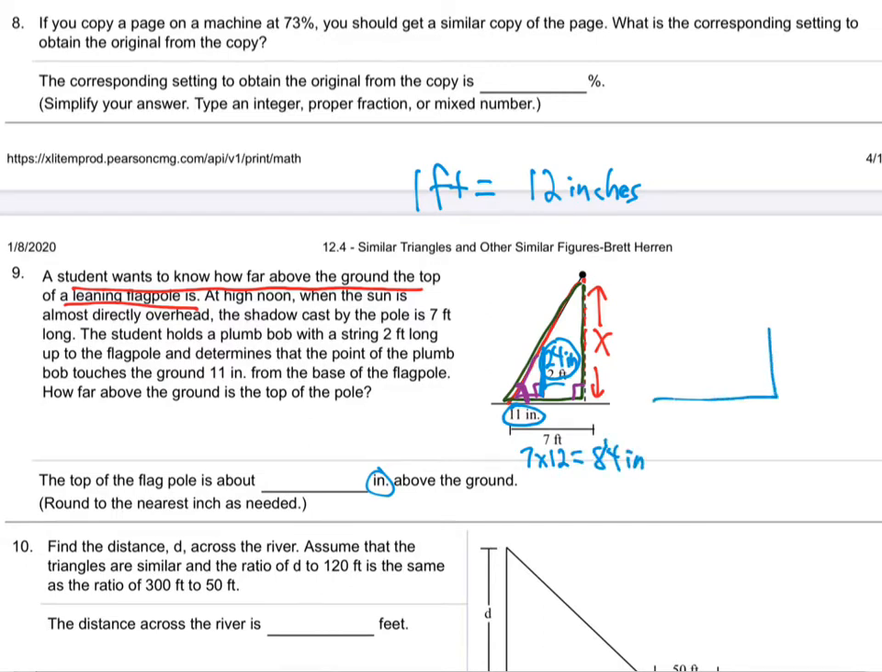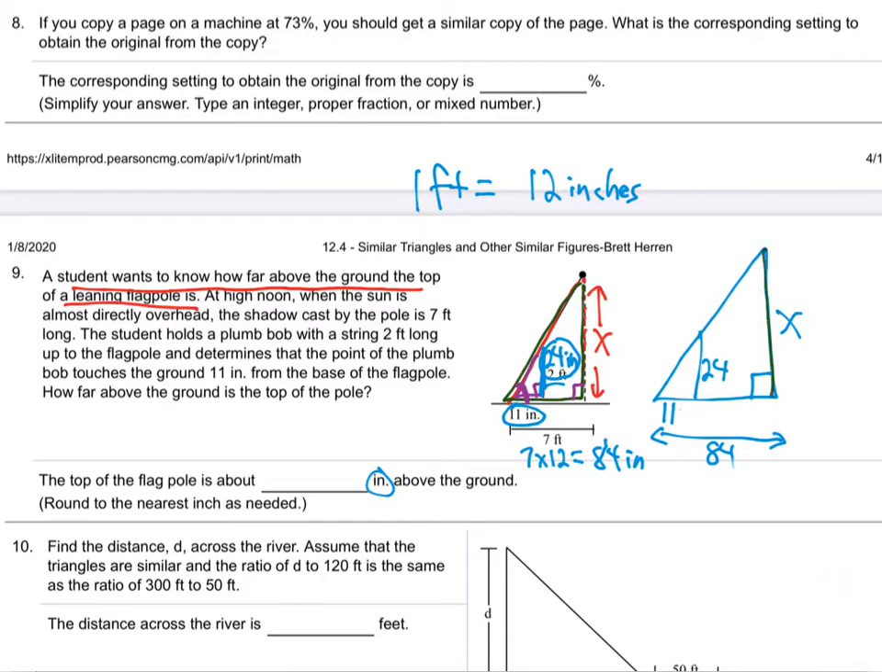So let me recopy the figure over here so we can see it a little bit better. So we're saying, okay, this is 24 inches. This is 11 inches. Well, I don't need to write inches. It's all inches now. It's 11 inches. And then all the way here, that's 84 inches. And we're looking for x. Okay. So, remember what we do. We set up a ratio from the big triangle to little.